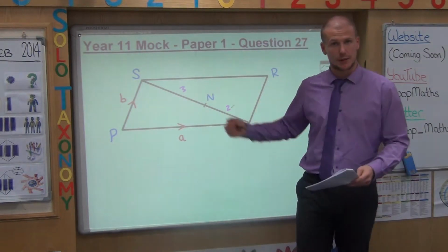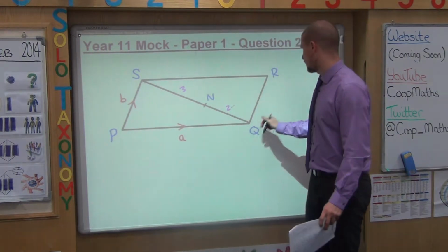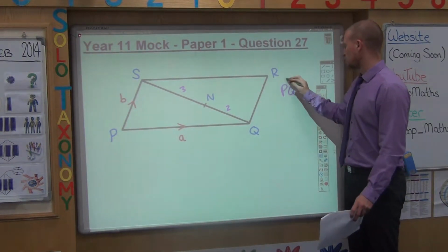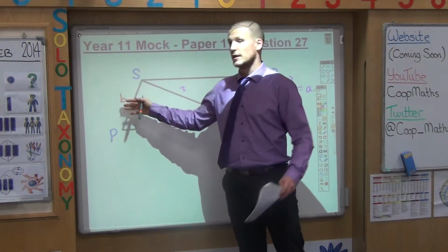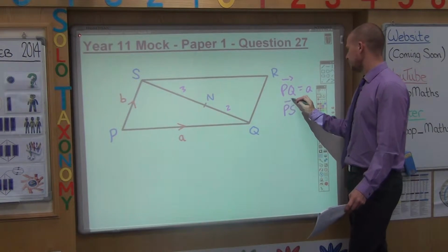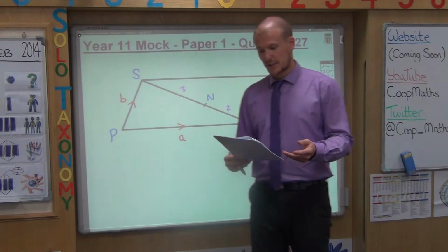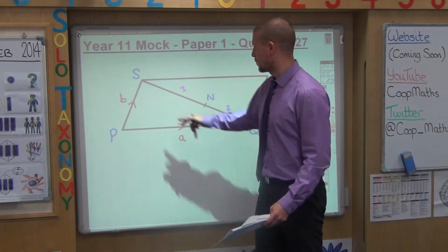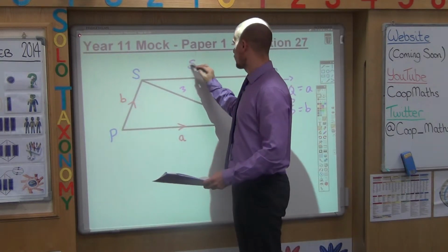And one last thing that's given on the picture and also given in words. The journey from P to Q is given as A. So the vector PQ is A. And the journey from P to S is given as B. Now it's asking in terms of A's and B's for an expression for SQ, or in other words, the journey from S to Q. Okay? So that's what we're looking for.